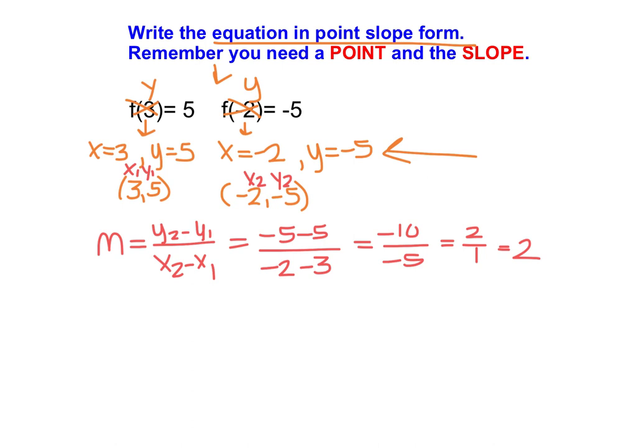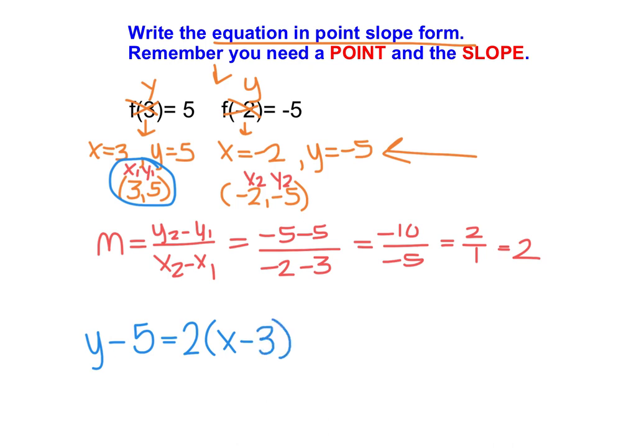Now at this point, I have a point and a slope. So I'm just going to pick this point right here as my point. So I would take y minus my y coordinate of 5 is equal to my slope of 2 times, in parentheses, x minus my x coordinate, which is 3.